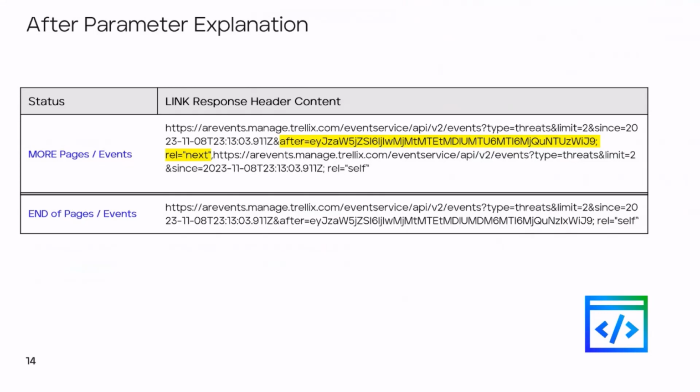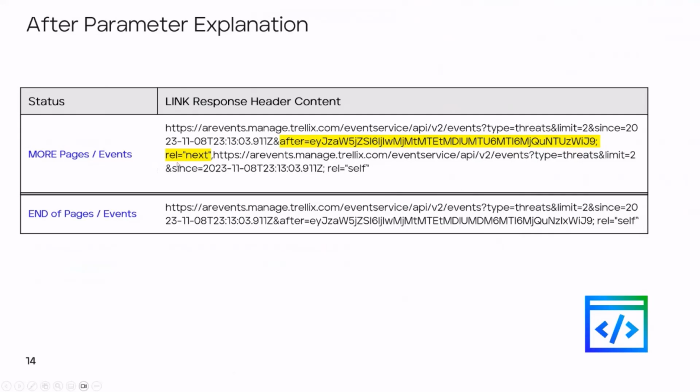Within the response headers of the GET request, not in the body, but the response headers, there's a header key named link. The content of this header indicates if there's another page of event data to be fetched or not. If there's no rel equals next value populated in this header, your GET request has returned all events that meet the criteria defined. So in this table, what we're looking at are the contents of the link header responses.